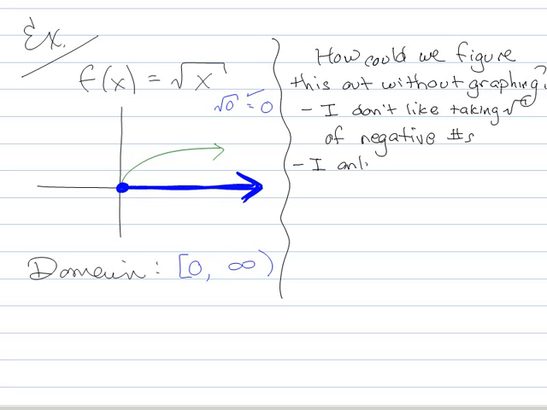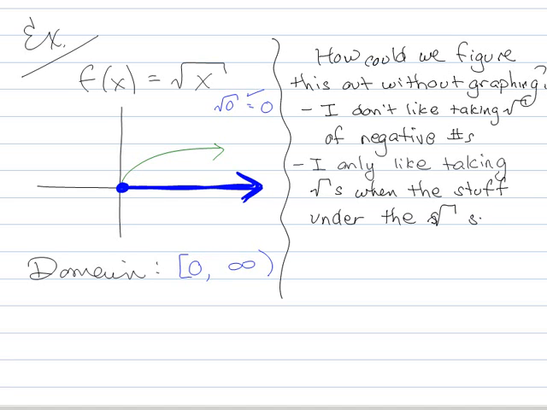You can say, I only like taking square roots when the stuff under the square root sign is positive, right? Actually, instead of saying positive, what we really mean is we're okay with it if it is greater than or equal to 0, because 0 is okay. Anything greater than 0 is okay, as long as it's not negative, and that's what we don't want. So what we really want to say is that whatever is underneath the square root sign, that's our x, has to be greater than or equal to 0.